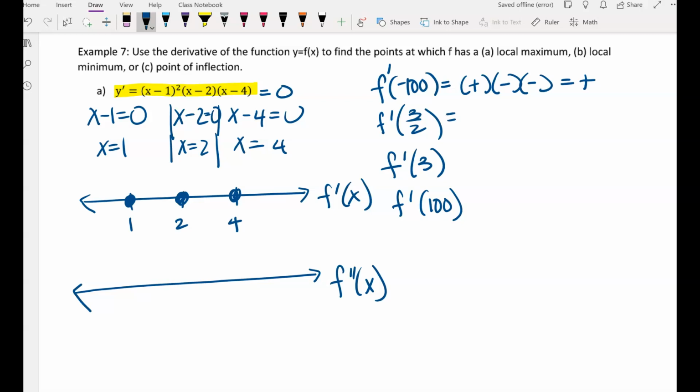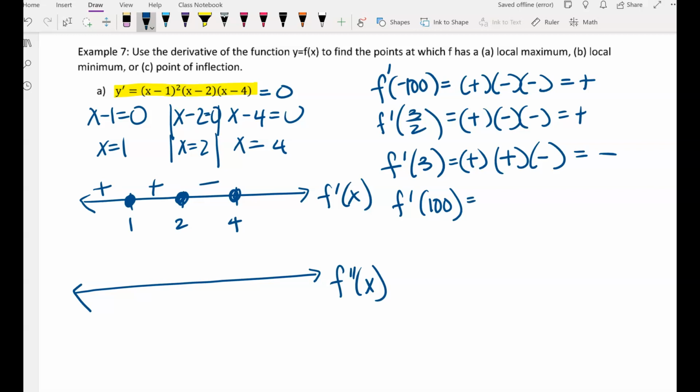3 over 2 minus 1 squared, that's positive. 3 over 2 minus 2 is negative. 3 over 2 minus 4 is also negative. So that's still positive. When we plug in 3, 3 minus 1 squared is positive. 3 minus 2 is positive. 3 minus 4 is negative, so that's negative. And right-hand behavior is going to be positive, positive, and positive.